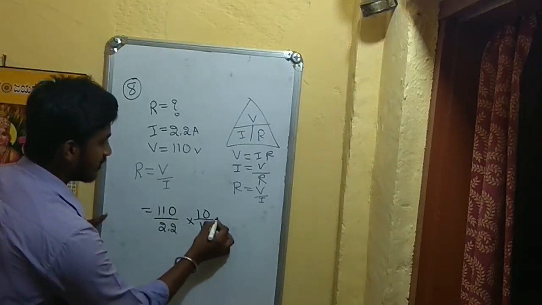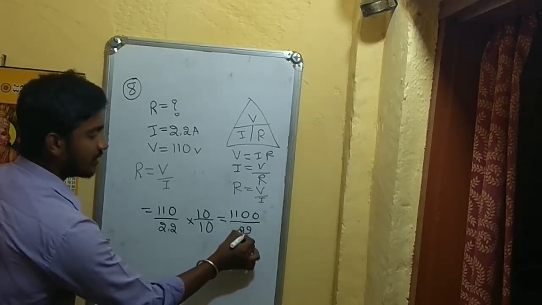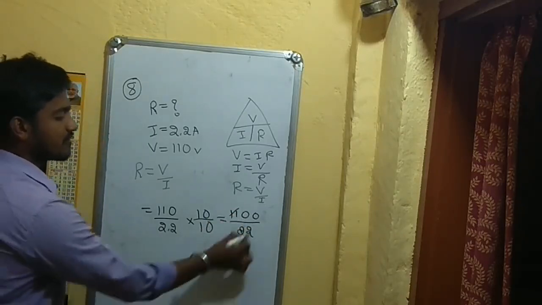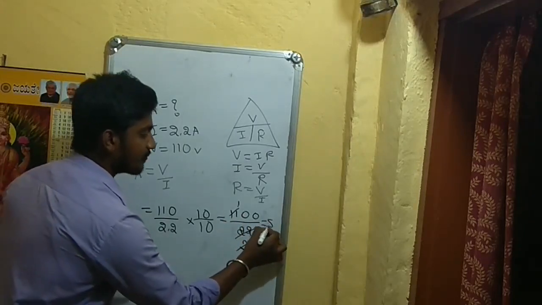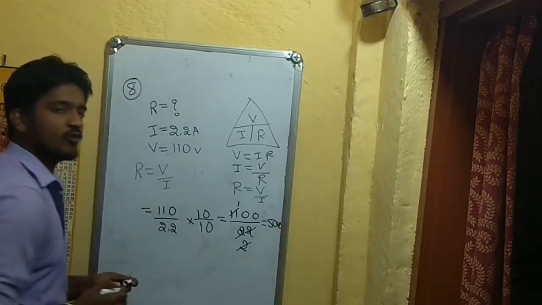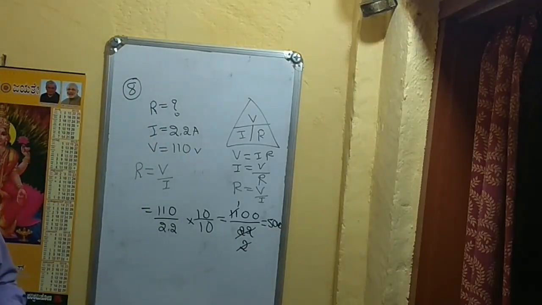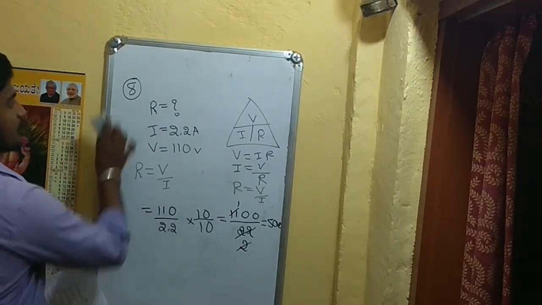Then it will be 1100 by 22. 11 ones are 11, 11 twos are 22, so 50s are 1100. So the answer will be 50 ohm. Resistance unit will be ohm. Answer will be 50 ohm.